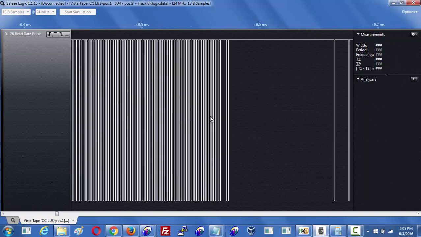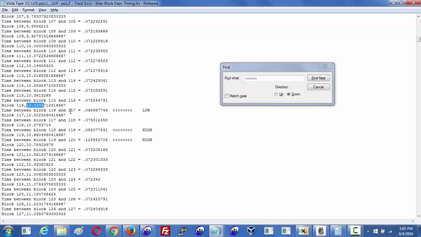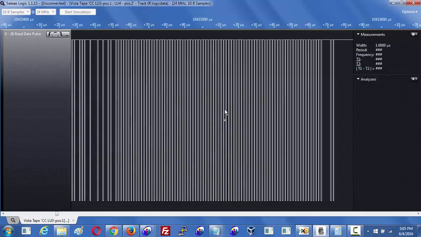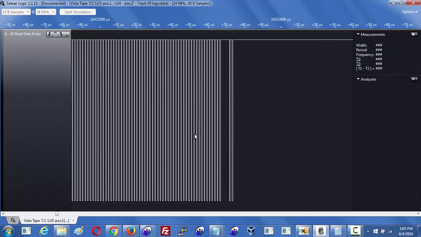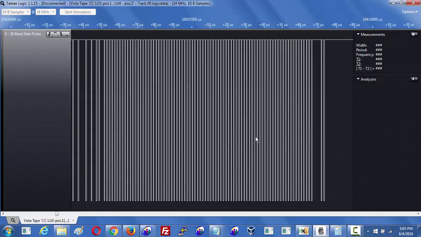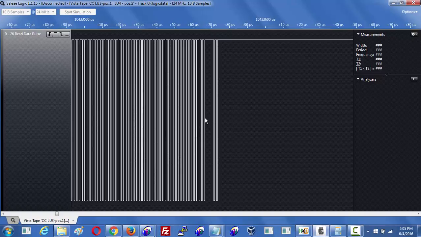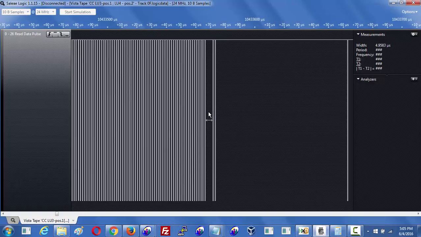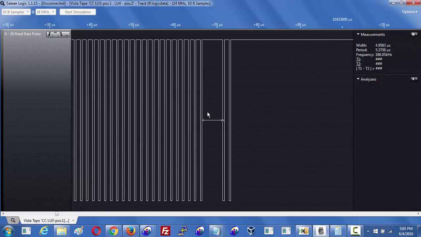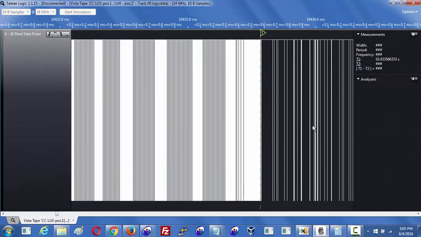Okay. So this is the end of block number 116. And everything looks good here. This is a good postamble. This may or may not be part of the postamble. If not, it's just noise. It certainly isn't extra data because it's right after the postamble, so I'm not worried about that. So I'm going to put the beginning of the gap right here.